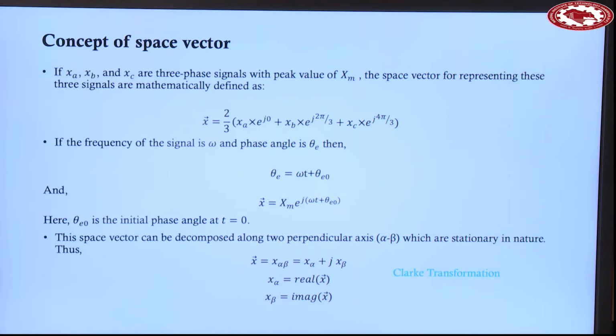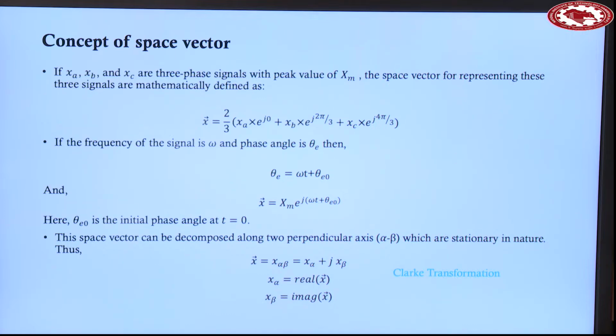So if you put theta e is equal to omega t plus theta e naught, where theta e naught is the initial value of that angle at t is equal to 0, and put it in the above equation, you will get this x vector, space vector, is equal to xm e^(j(omega t plus theta e naught)).